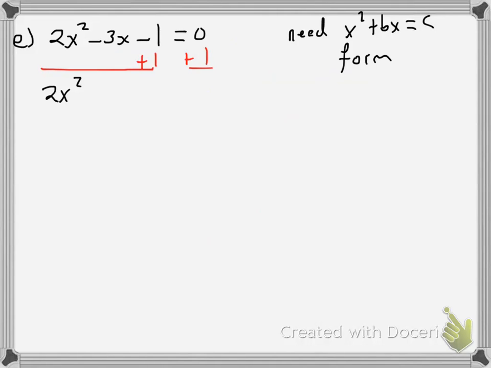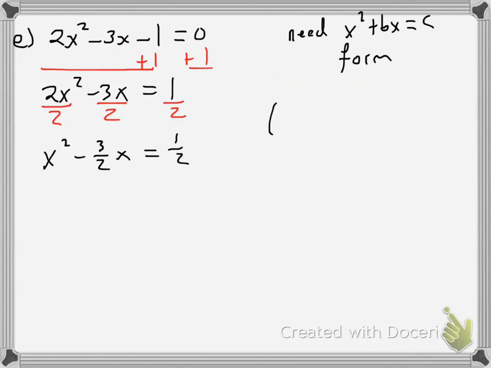So rewriting, 2x squared minus 3x equals 1. And again, notice in the form it is x squared, not 2x squared. There's no coefficient other than 1 in front of the x squared. So we need to divide both sides by 2. And we get x squared minus 3 halves x equals 1 half.